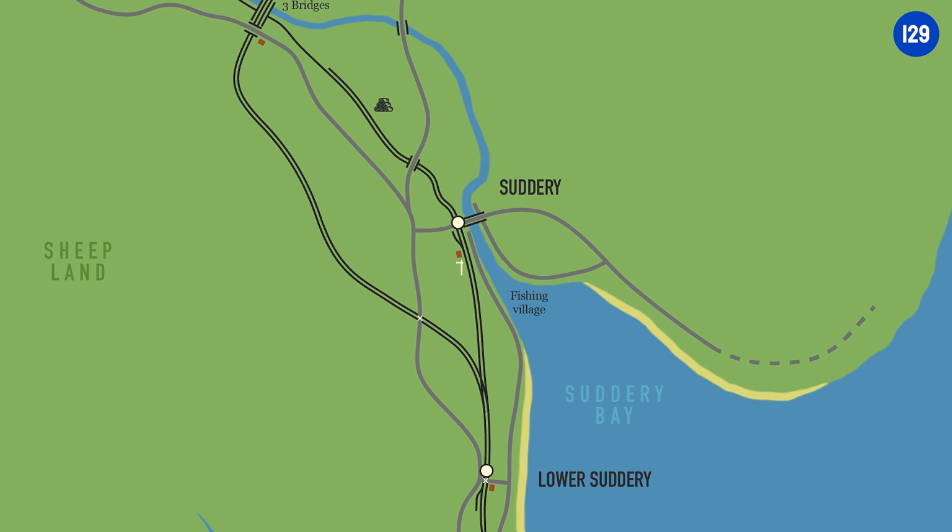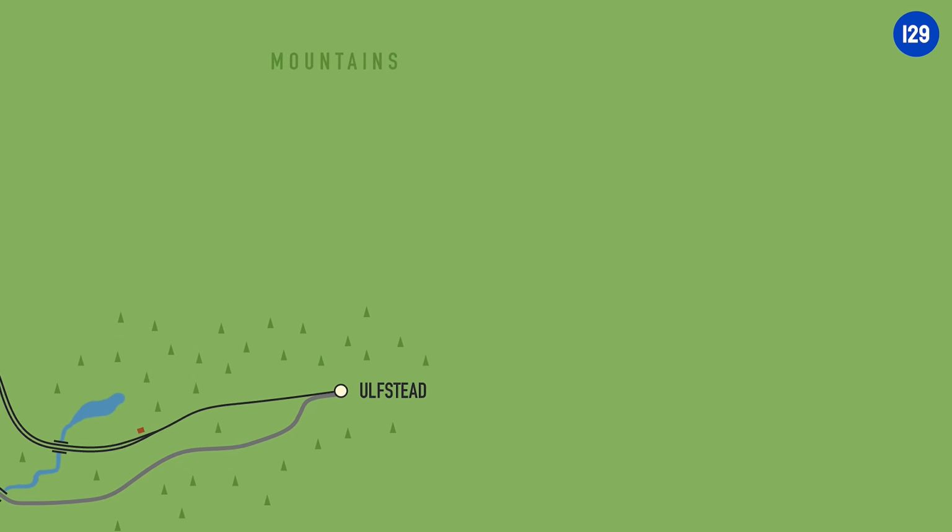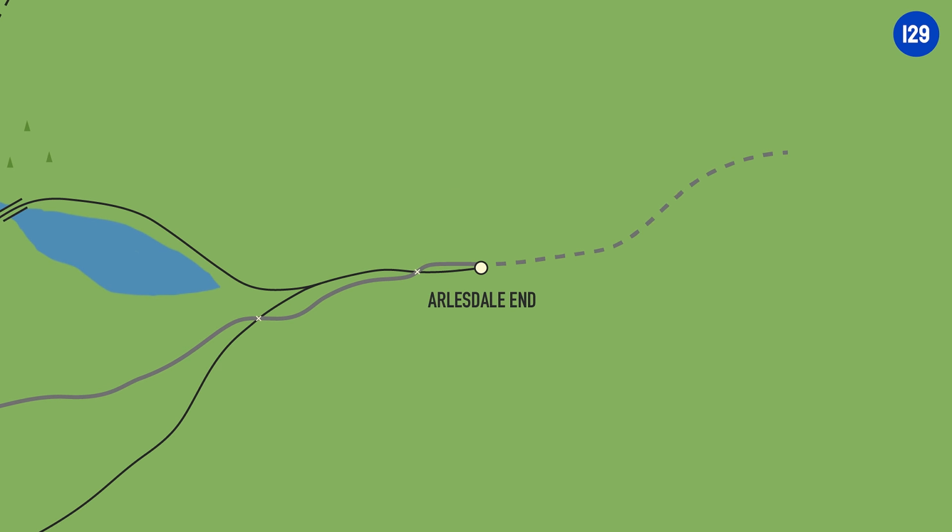And that covers all of Edward's branch line. We still have one line on the island to cover, and that is Toby's old line. So let's head north.